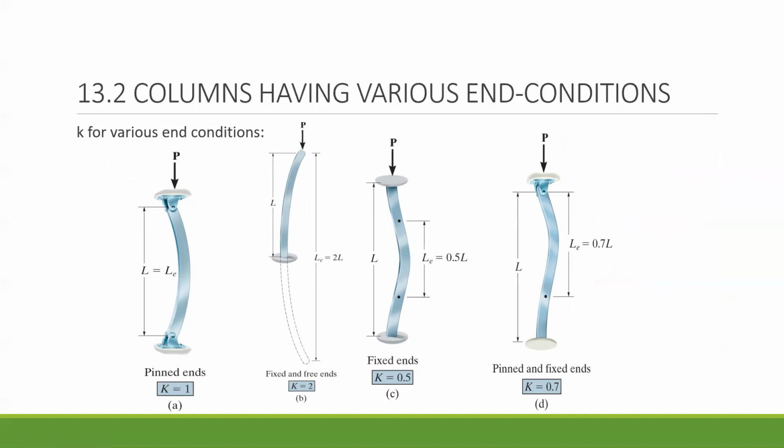Both ends pinned, we have an ideal column, therefore K is equal to 1. Both ends free, our K becomes 2. For fixed ends, K is equal to 0.5, and for a fixed-pinned end, K is equal to 0.7.